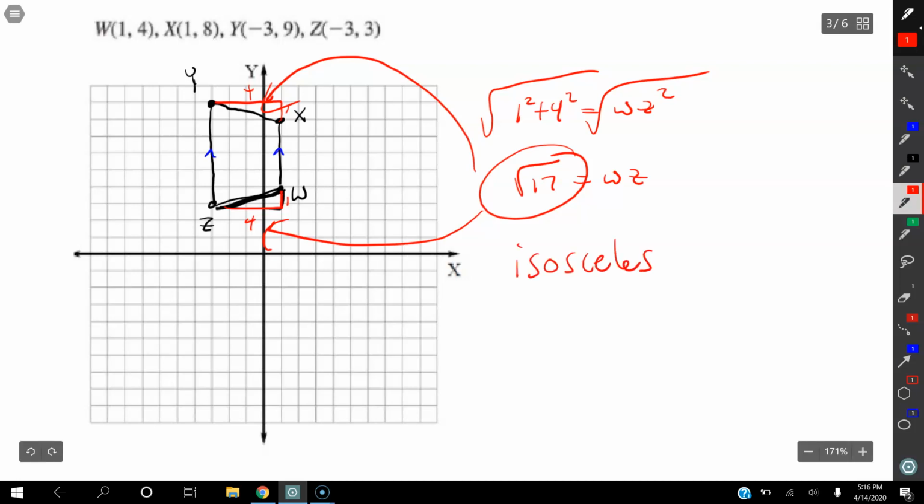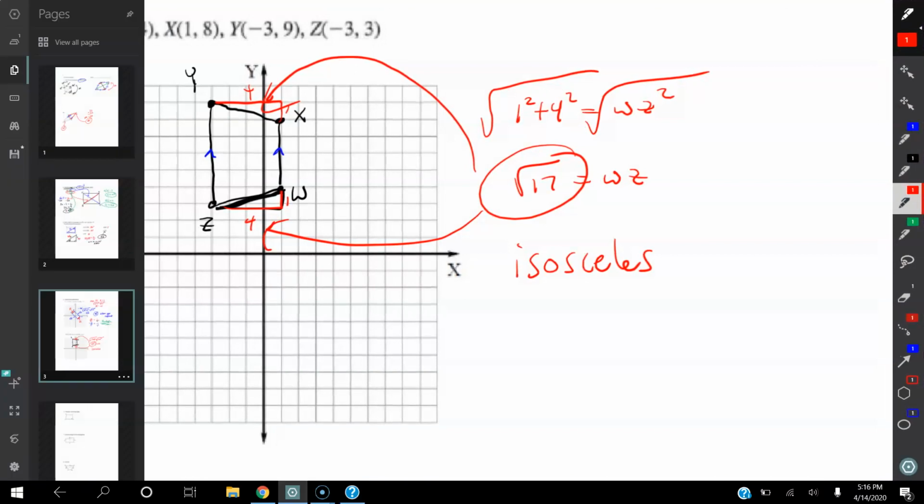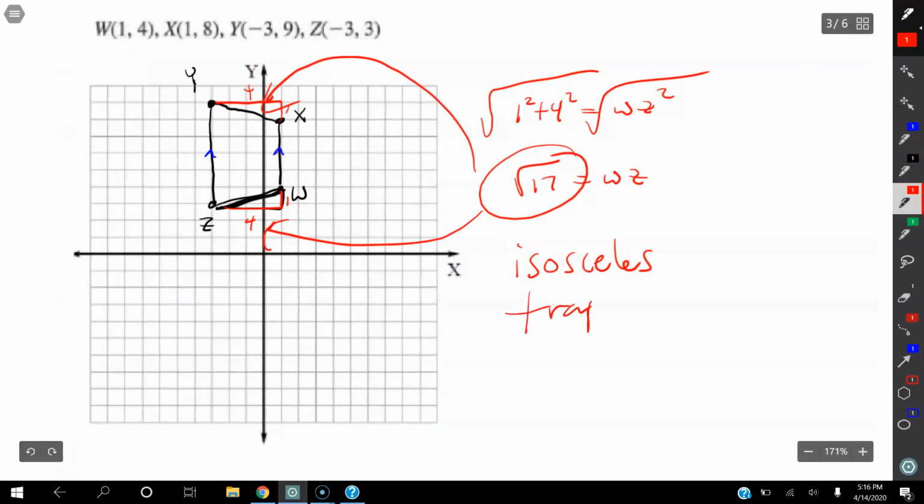And because I had the one set of parallel lines, it is, don't know what I just did there. Kind of new to this software. It is an isosceles trapezoid. Trying to get used to this stuff. My handwriting's a little bit shaky writing on a tablet instead of my big board.